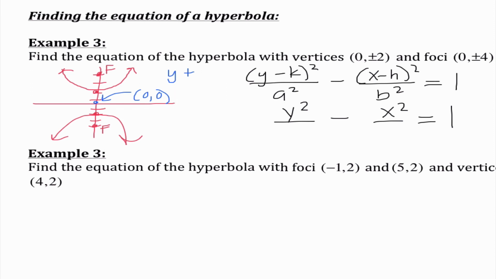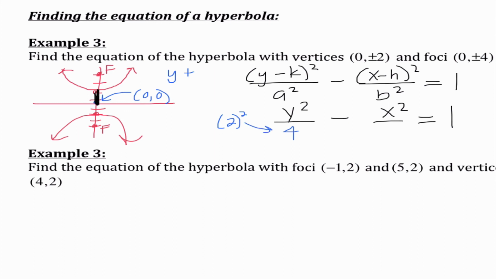Now the easy one for us to figure out is the y, because looking at this from the center, I can see that I'm moving 2 away to the vertex. Now in all the other problems, we took the denominator and we square rooted it, and that told us how far out to go to plot those points. So this time I'm going to have to take 2 and square it, which gives me 4.